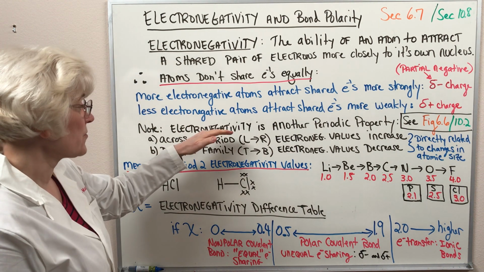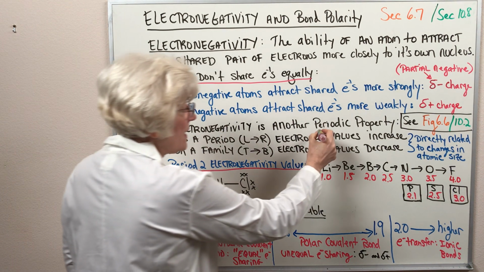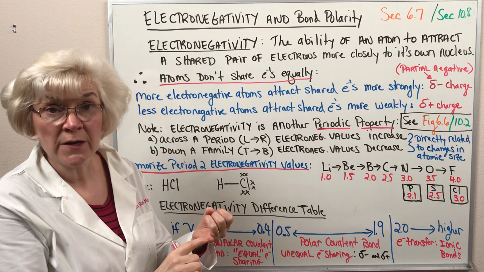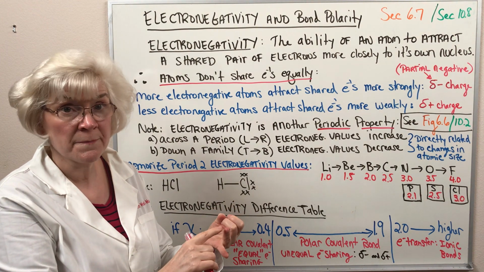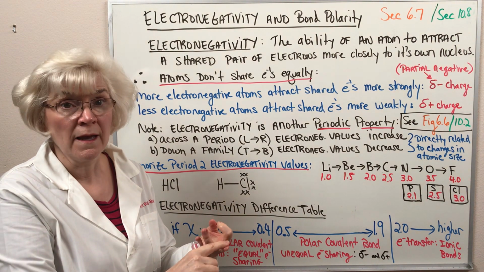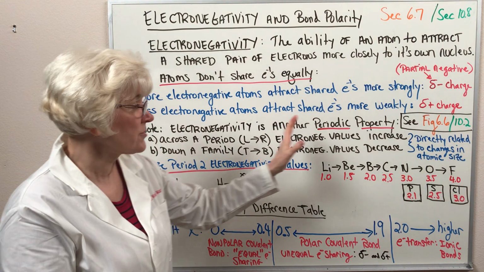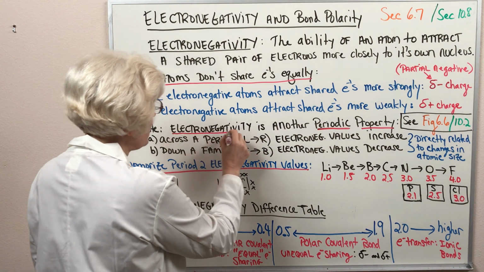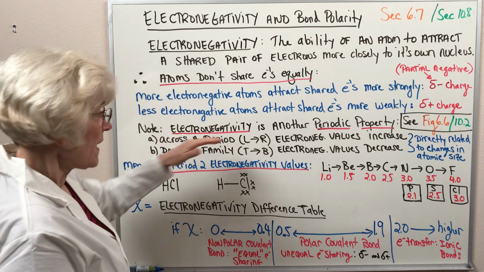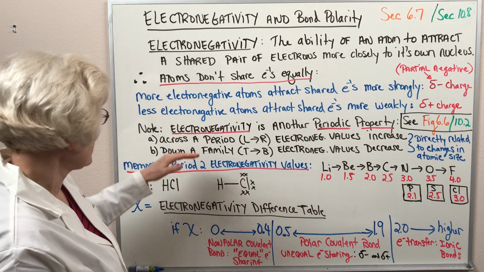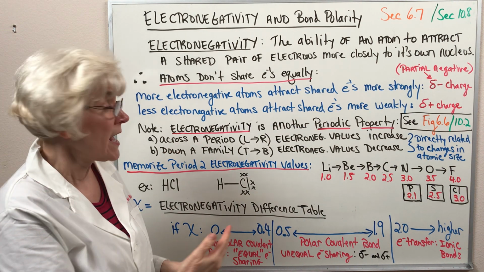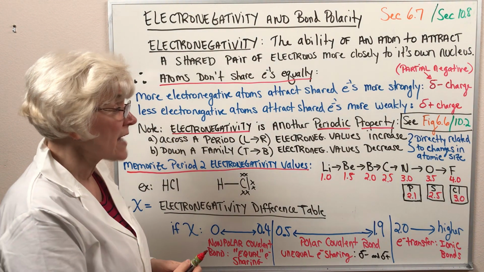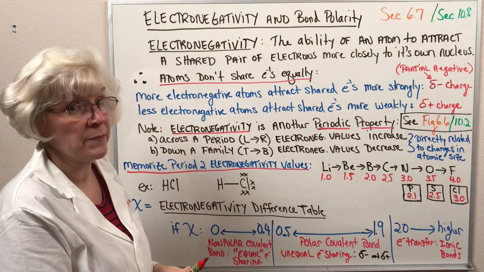It's important to note that electronegativity is in fact another periodic property. We looked at the periodic properties of atomic size, ionization energy, and metallic character, and electronegativity falls right into an understanding of those topics. If it is a periodic property, that means you see patterns as you go across a period left to right on the periodic table and as you go down a family top to bottom.